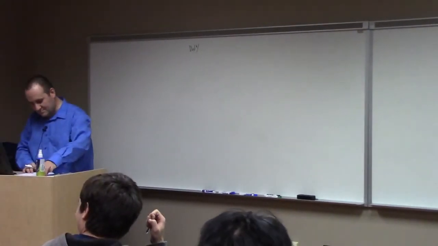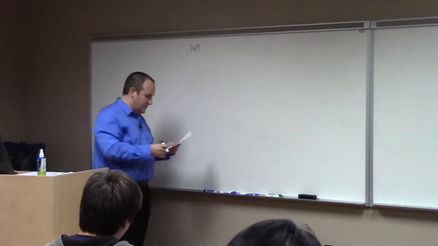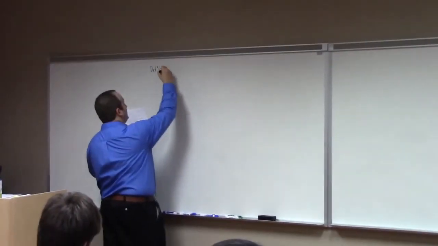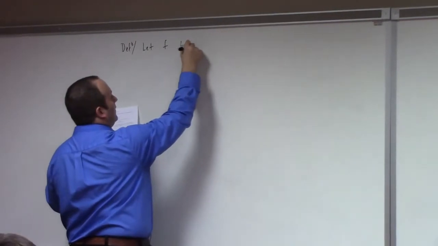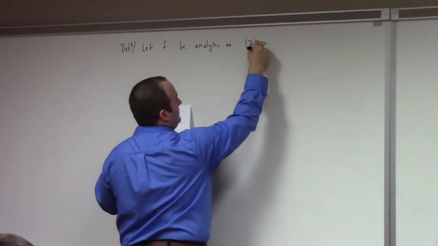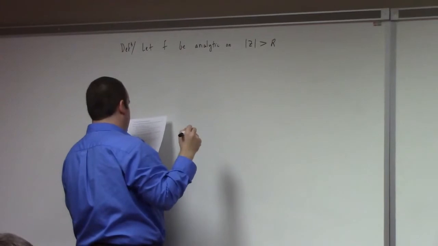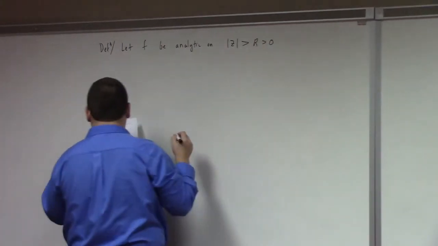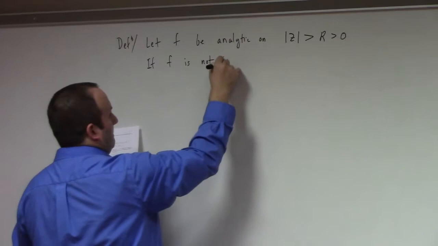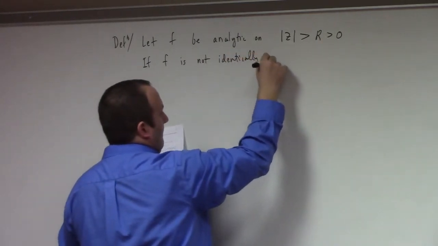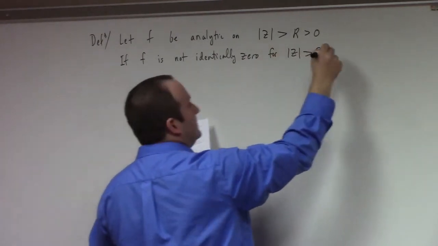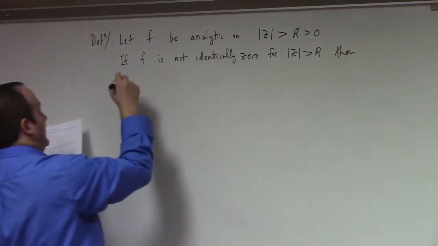Definition. So last time I talked about the order of a zero. I'm now going to talk about the corresponding result at infinity. So let f be an analytic function on some exterior domain, so z beyond some circle, for some r greater than 0. All right. Then if f is not identically 0 for that exterior domain, then we say f has a 0 of order n at infinity.